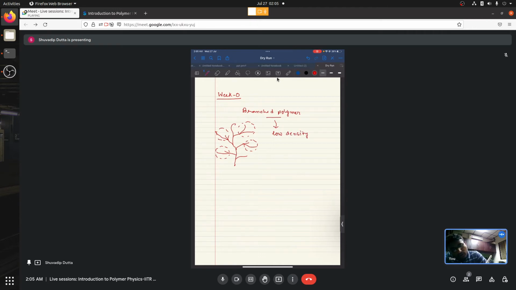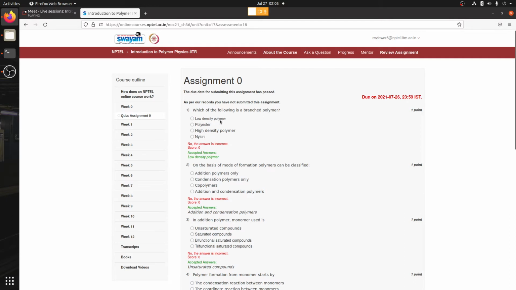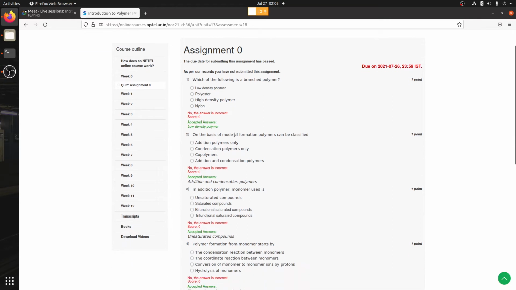We will see low density polymer. Yeah. So as you see in this question, the option is low density polymer, which is option 1. It will come here. Then the next, we will come to the next question.